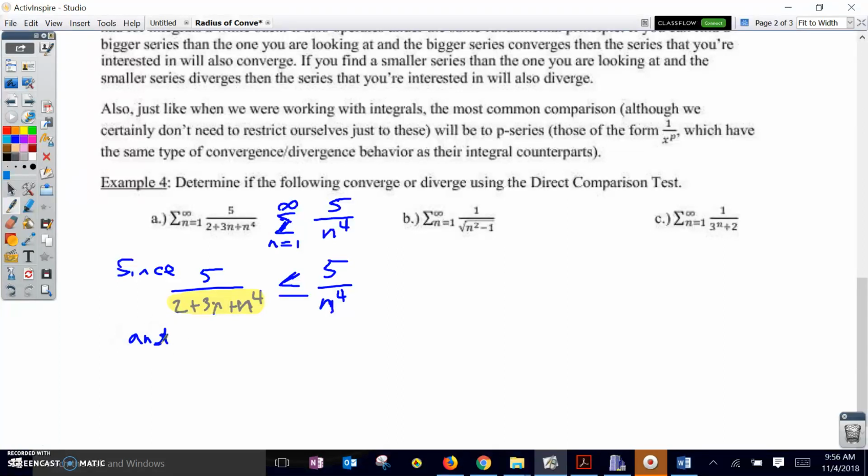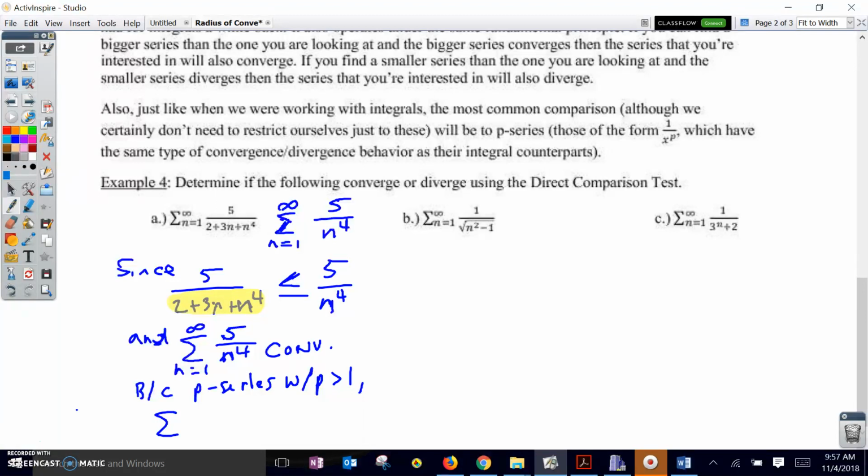and the sum from 1 to infinity of 5 over n to the fourth converges because it's a p-series with p greater than 1, by direct comparison, the sum from 1 to infinity of 5 over 2 plus 3n plus n to the fourth converges.